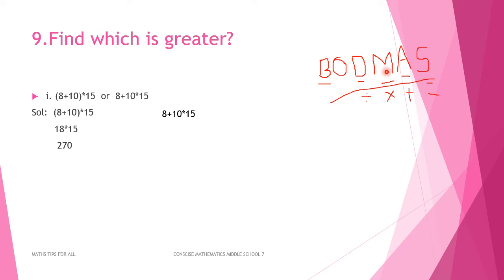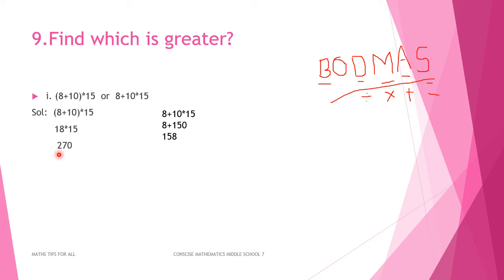So multiplication is the third preference. Do you have any multiplication here, children? Yes. 10 into 15. So you have to perform that expression first. That is 8 plus 150. You should not add 8 plus 10, because the third preference is for multiplication. That is 150. Okay. Next, you can perform the addition. That is 158.